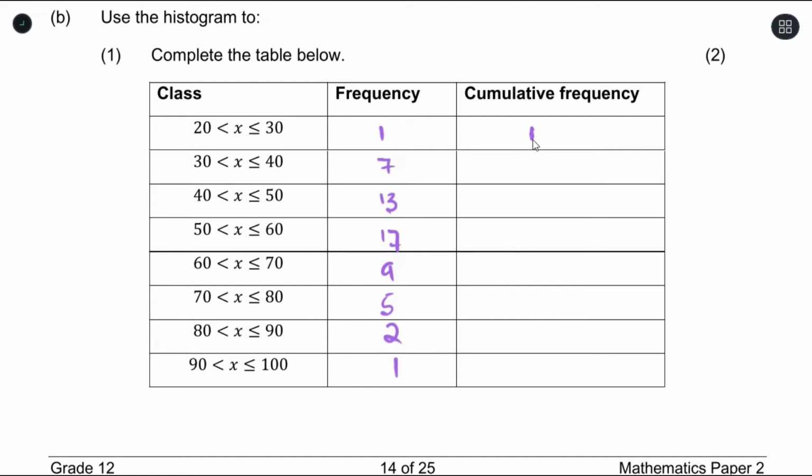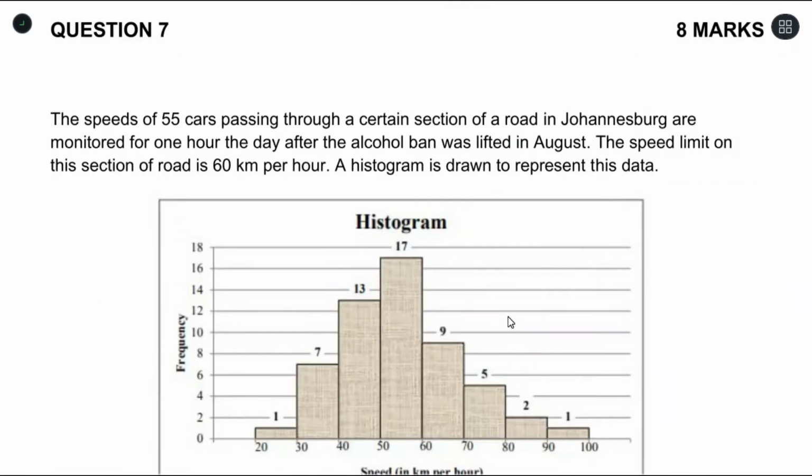So it's 1, add it to this, which is 8, add it to this, which is 21, 38, 47, 52, 54, and 55. Now our last cumulative frequency has to be the total. If you add all those frequencies, it needs to give you 55 at the end. And we know it's 55 because the question said the speeds of 55 cars.